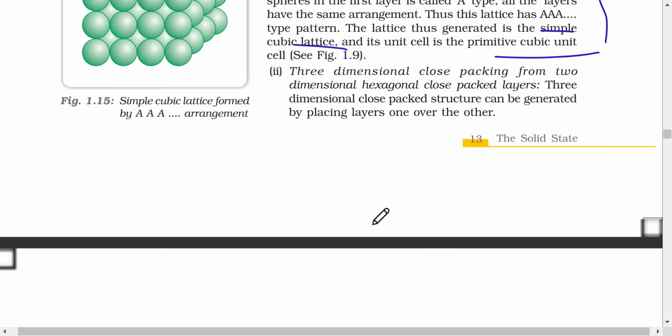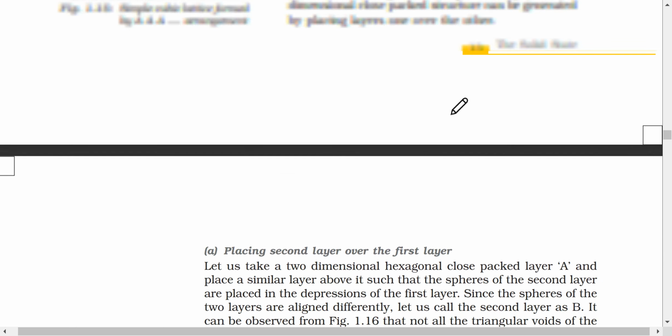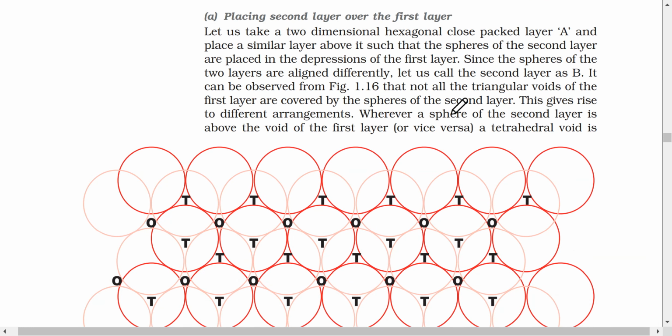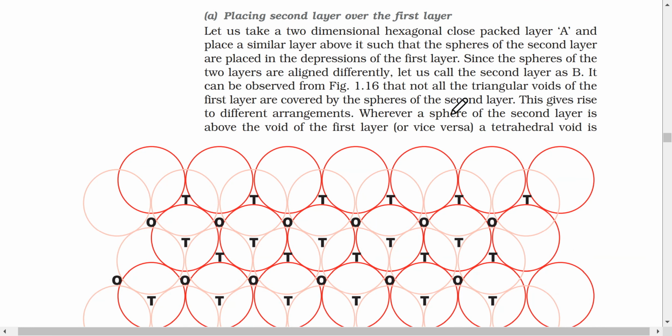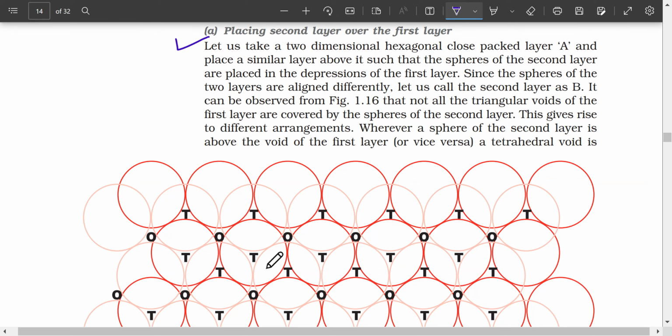Coming to three-dimensional close packing from 2D hexagonal close pack layers. 3D close pack structure can be generated by placing layers one over the other. ठीक, अब इसमें हमारे पास we have ways to place second layer over the first one. ठीक, इन्हें पहला वाला दिया है, again just visualize, नीचे से थोड़ा lightish pinkish shade दिया हुआ है and ऊपर दूसरा layer is by red color.